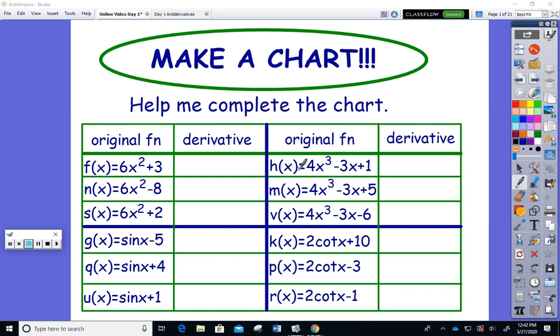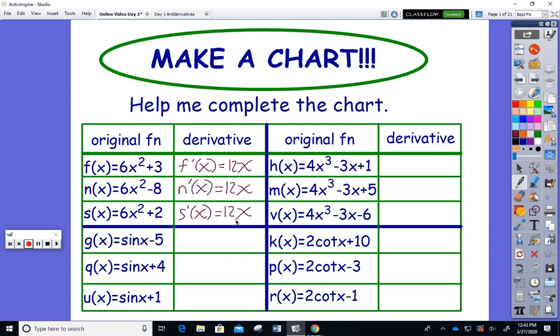So what we're going to do is review a little bit about derivatives, and I want you to look and see that if I ask you to take the derivative of f of x, then f prime of x is equal to 12x. Well, if I ask you to take the derivative of n of x, n prime is 12x as well. And s of x gives a derivative of s prime equals 12x. Was that an accident? Well, no, it's not.